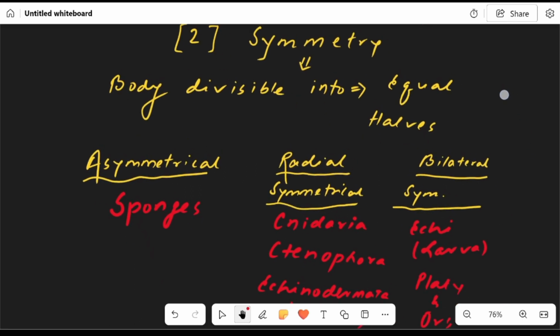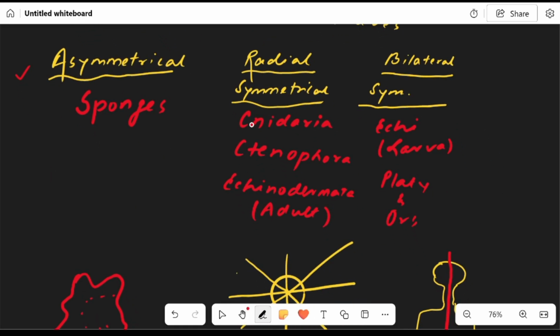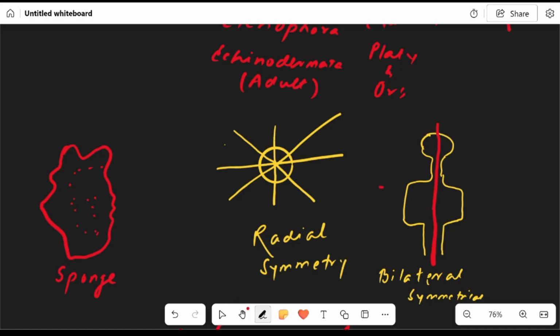Now symmetry. What is symmetry? When the body is divisible into equal halves, that is known as symmetry. When the body is not divisible into equal halves by any plane, it's called asymmetrical. When the body is divisible into equal halves by any plane passing through the center, it's known as radial symmetry. When we can divide it only into right and left halves, it's known as bilateral symmetry.